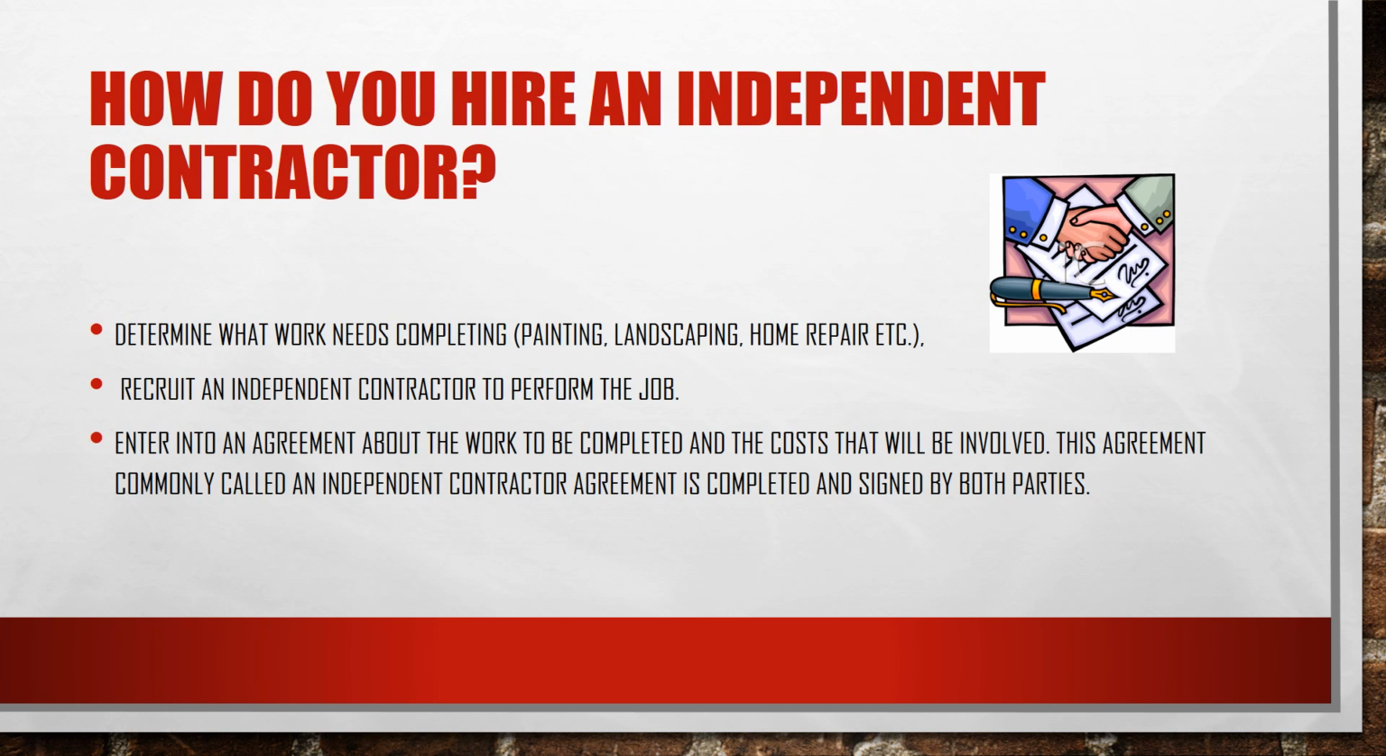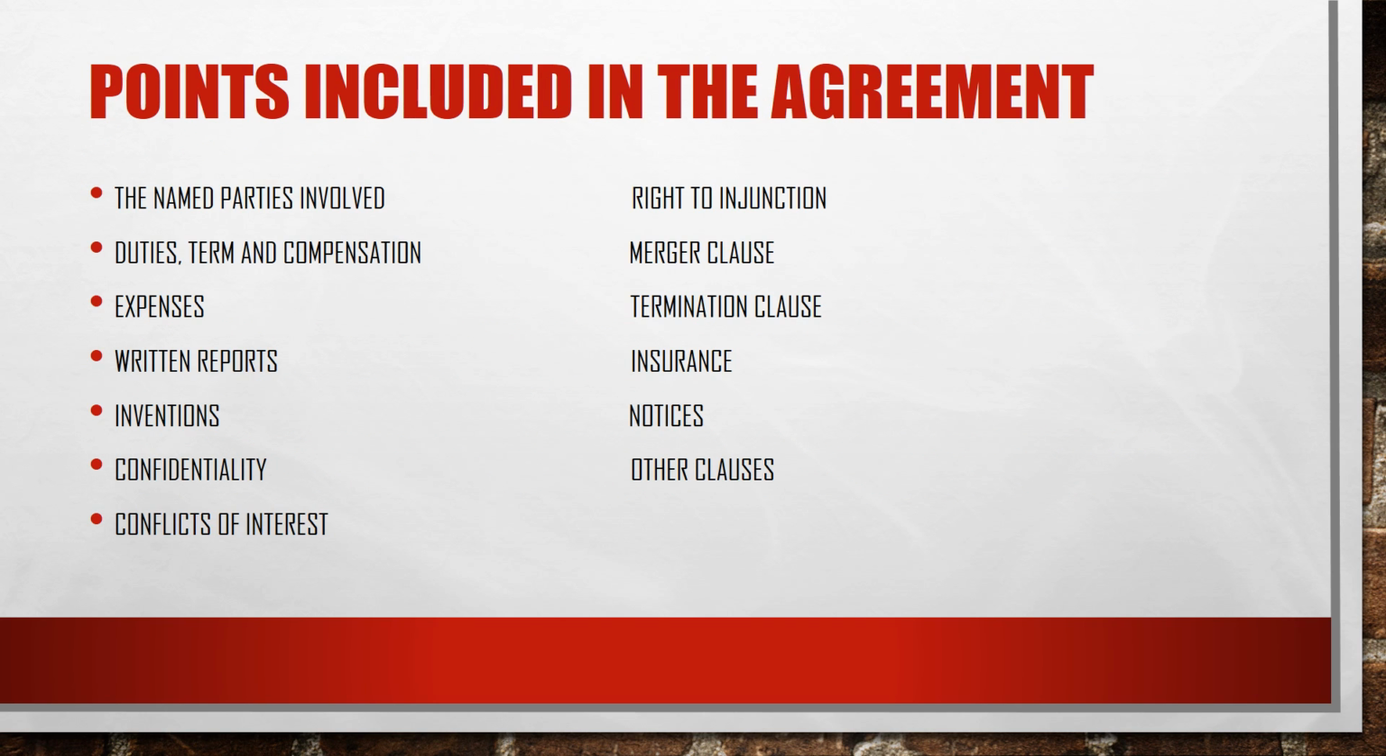Sometimes when oral information is shared, it can be misunderstood and misrepresented, and then you could be left with an incomplete job or a job that wasn't done correctly and no way to recover your losses. So let's talk about some of the points that are included in the independent contractor agreement.